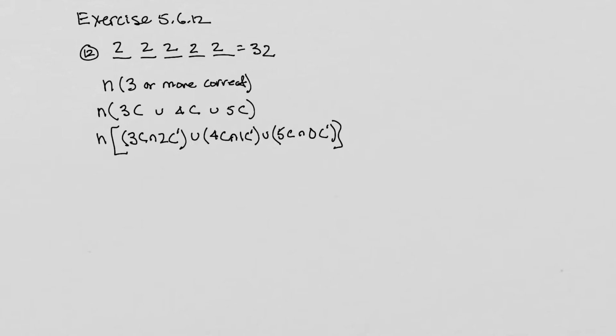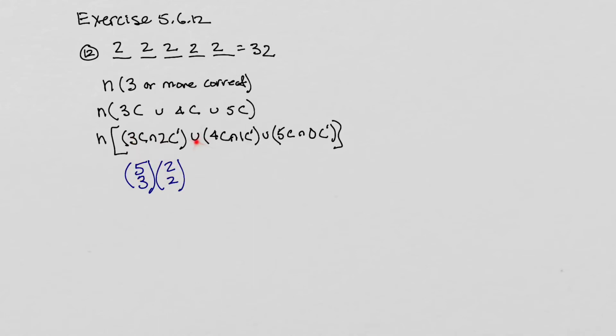Now, let's compute this. So there's 5 questions altogether. What we want to do is choose any 3 of them to be correct. Does that make sense here? We've got 5 questions altogether, and out of those 5 questions, it doesn't matter which 3, just any 3 to be correct. But then there's 2 questions left, and we want both of those to be incorrect. So I've accounted for the 3 and the 2 here.